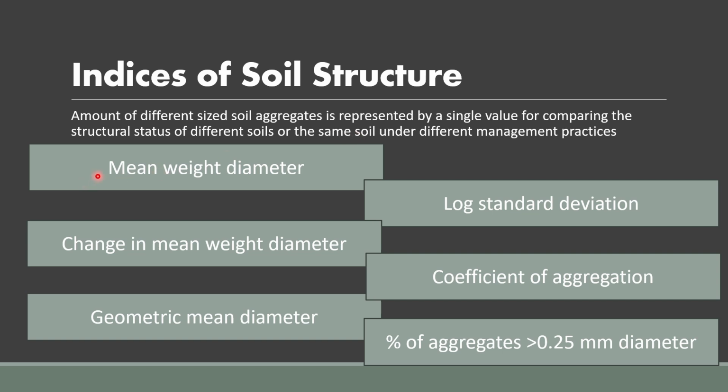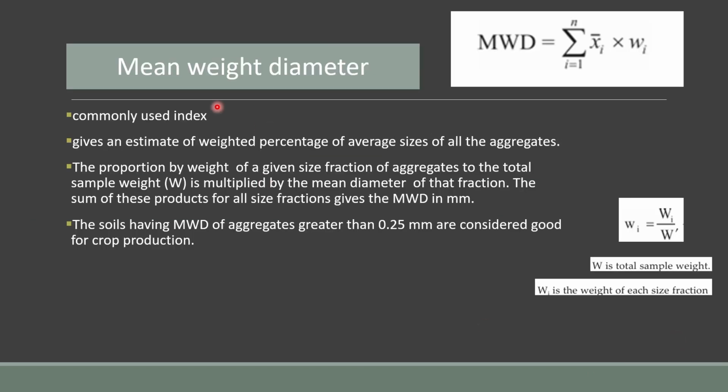So there are some indices like mean weight diameter, log standard deviation, change in mean weight diameter, coefficient of aggregation, geometric mean diameter, percentage of aggregates greater than 0.25 millimeter diameter. So first, mean weight diameter. This is a commonly used index. So what you have to study is the range of the mean weight diameter for saying that it has good structure.